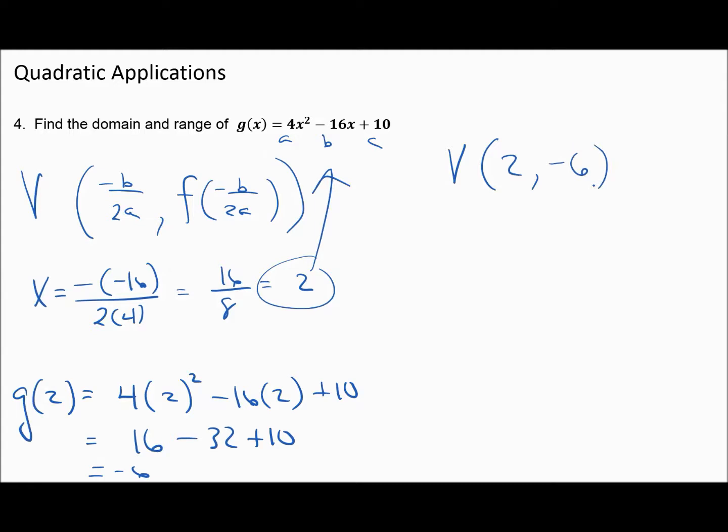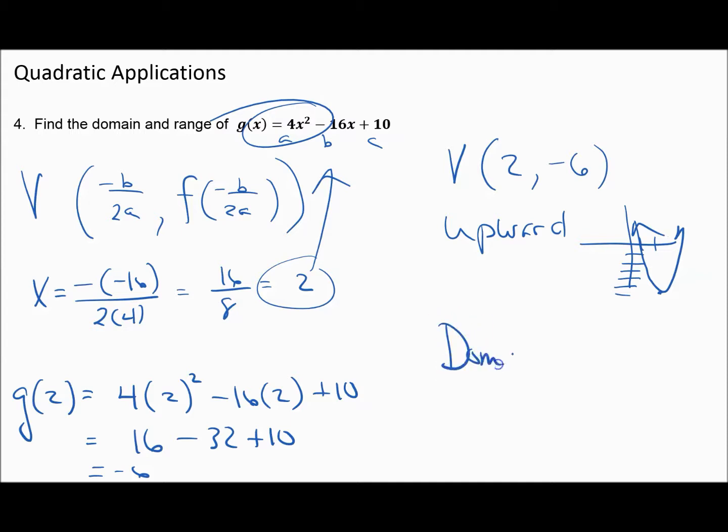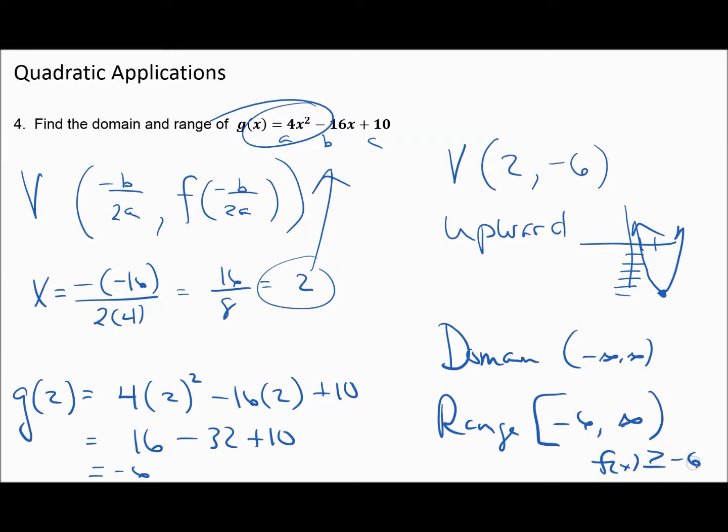Does this parabola open upward or downward? Well, look, it's a positive 4, so this thing opens upward. What does that mean? Well, if I go to 2, negative 6, right here, it looks similar to that. Now, they didn't ask us to graph it, but it only takes a couple of seconds to do a rough sketch. That makes it clear to see that the domain is negative infinity to infinity, and the range, remember low to high, well the lowest value on this graph is down here at negative 6, and the highest value is infinity. Another way to say that is f of x is greater than or equal to negative 6.